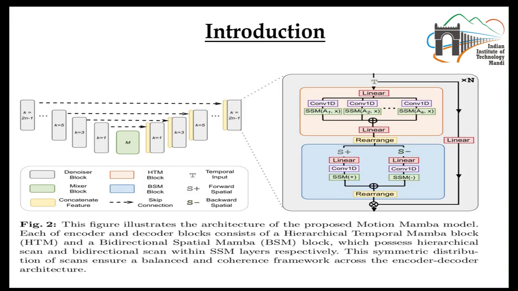This figure shows the overall architecture of the Motion Mamba model. It's a diffusion system with an encoder-decoder. Key parts are the HTM block for smooth motion over time and the bidirectional spatial Mamba for accurate body poses. These work together to generate realistic 3D human motion.